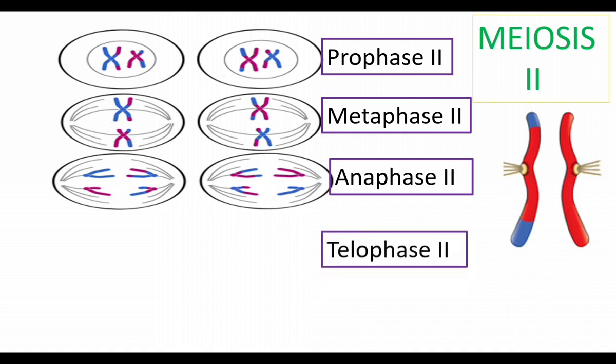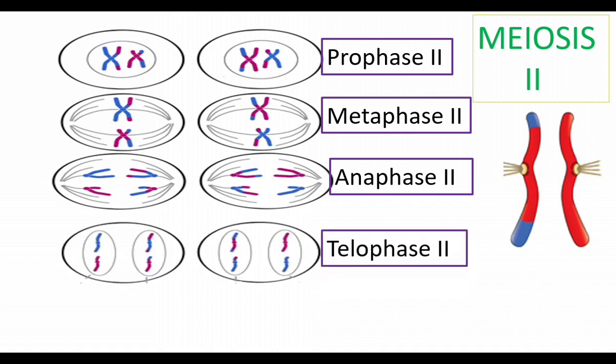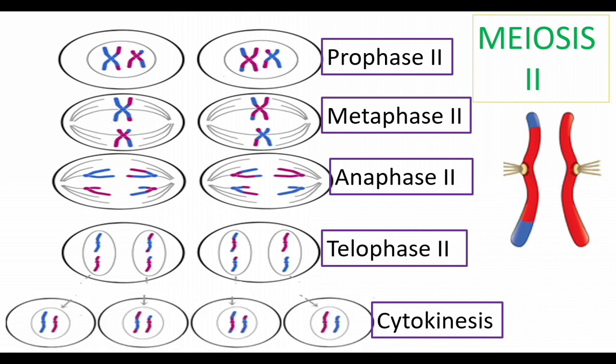In telophase, the nuclear membrane appears. So, 4 daughter nuclei are formed. After the division of cytoplasm by cytokinesis, 4 daughter cells are formed. So, at the end of meiosis II, 4 daughter cells are formed. The daughter cells have half set of chromosomes. The chromosome number is reduced to half in daughter cells.